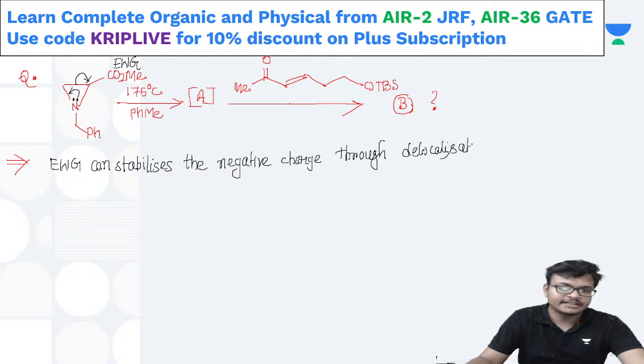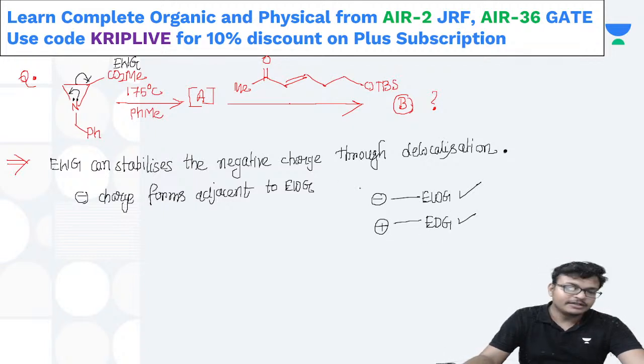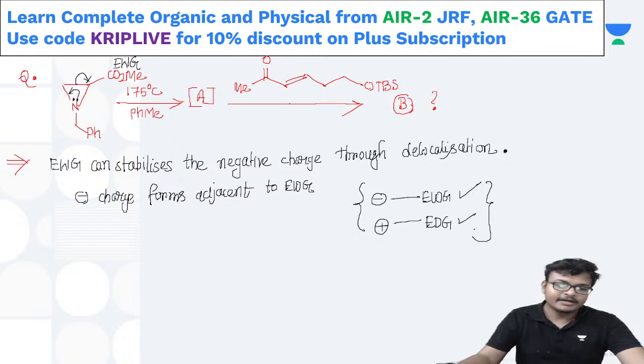Delocalization stabilizes the negative charge, right? Delocalization. So the negative charge forms adjacent to the electron withdrawing group. As I have already told you, a negative charge adjacent to an electron withdrawing group is stable, and at the same time a positive charge on an electron donating group is also stable. So depending upon the scenario, whether the negative charge or the positive charge has been given, you have to take care of this.